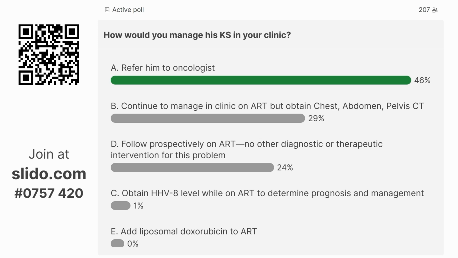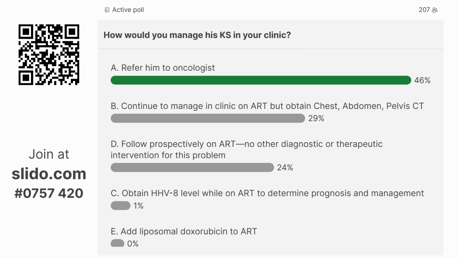So I have a low threshold of ordering imaging. So would you do CTs, or would you just assume that if the skin lesions are otherwise fine, you could just go ahead? I look in the mouth. But if there's any clinical indications, I'll do imaging. It's important to rule out visceral KS. If it's not the case, I'll be happy with the B answer.